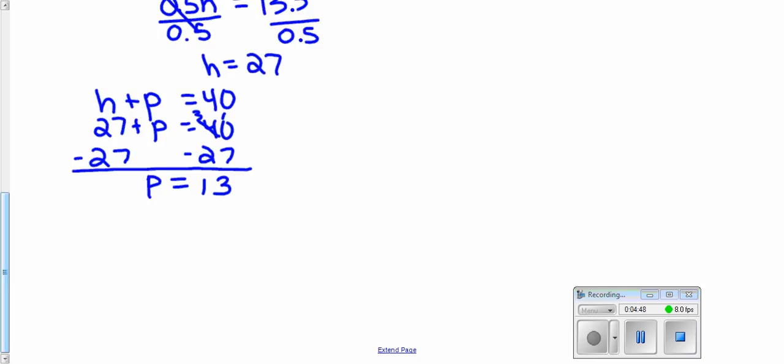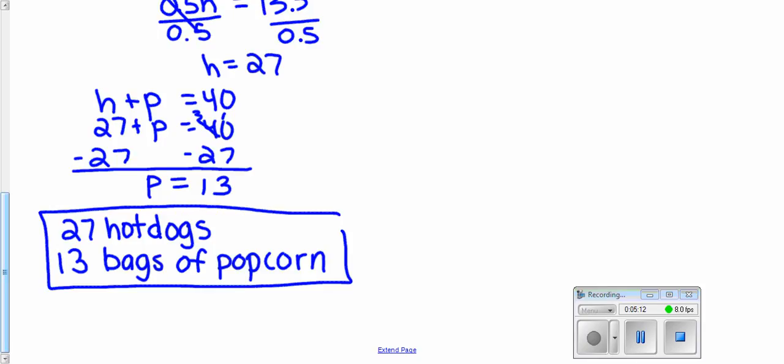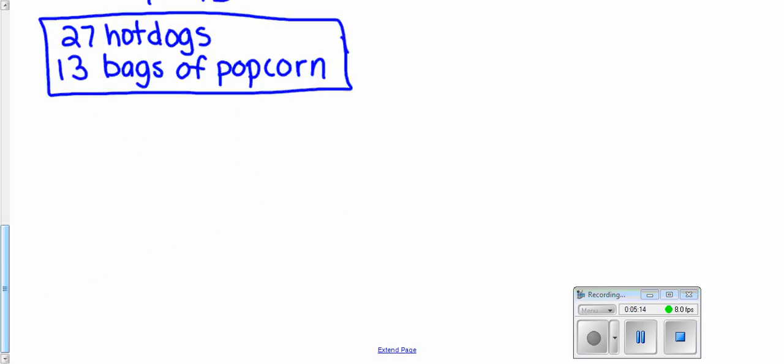Right? So what this means is that there were 27 hot dogs that were purchased, and there were 13 bags of popcorn. Okay? Now, the most important thing that we have to do is check our work because that allows us to see if our answer is correct or if it's not.